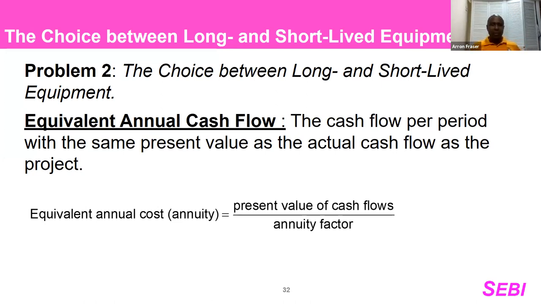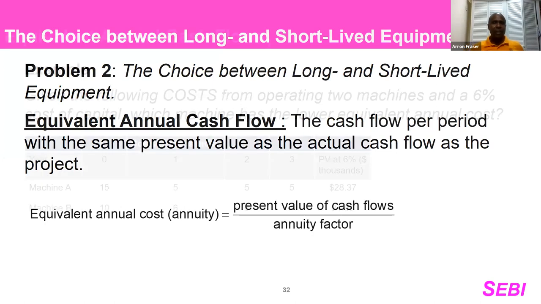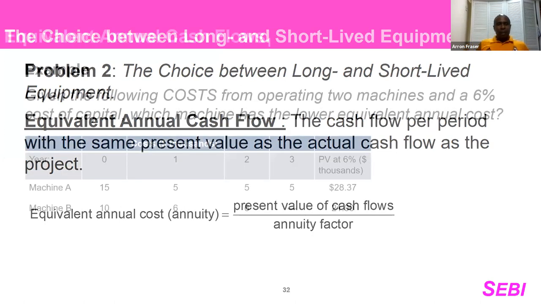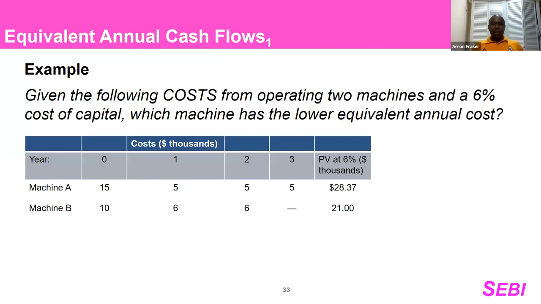The equivalent annual cash flow is actually the exact calculation you do for an annuity. Right. So you find the present value of the cash flows and you divide it by the annuity factor. So let's look at this example. We're given the following costs from operating two machines and a 6% cost of capital. Which machine has a lower equivalent annual cost?